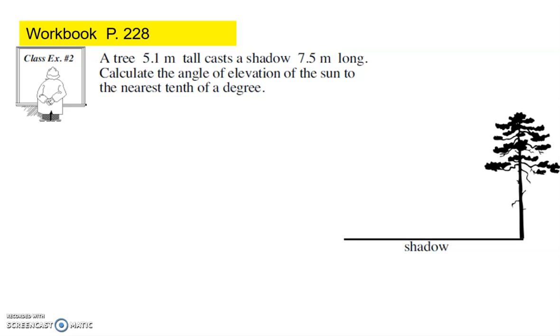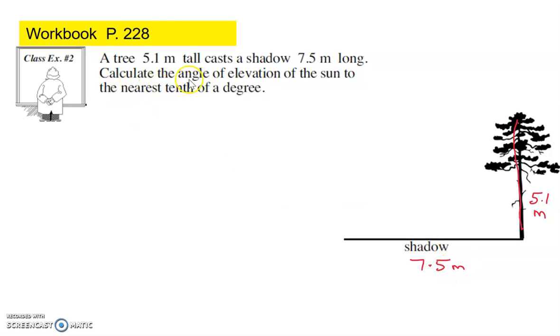Class example 2 on page 228. So in this example, we're given some information. We're told that the tree is 5.1 meters tall, so this entire length over here is 5.1 meters. Another thing we know is that they're telling us the shadow is 7.5 meters. So this entire shadow length is 7.5.